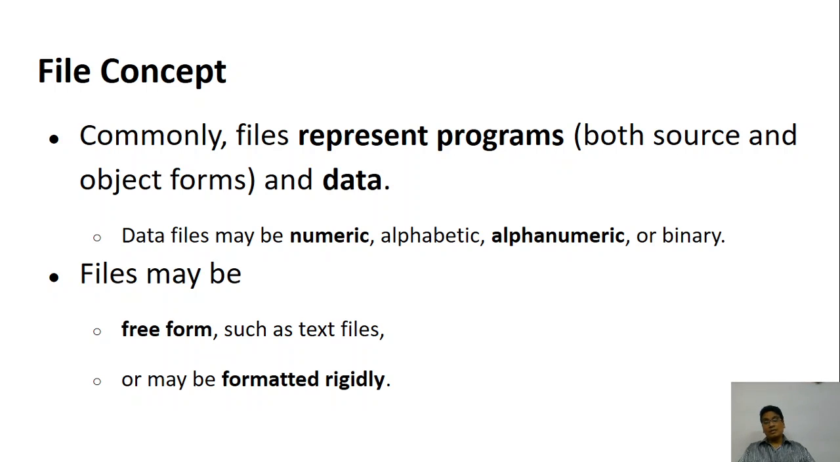Commonly, for computer science students, a file can be even the program files that you have written, or maybe the compiled file, or maybe the data file that you have. The data could be numerical data, character data, alphanumerical data, and so on and so forth. A file could have a free form. That means if you are writing a text document, you can write any length of sentence, and then press enter, it will go to the next line. So it is stored line by line. There is no rigid format.